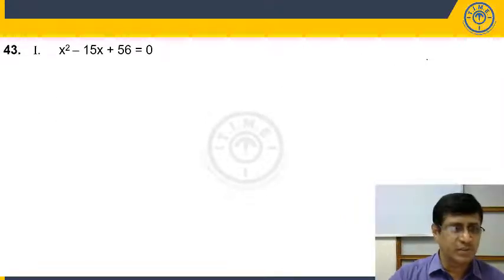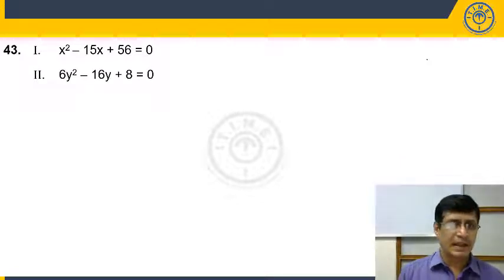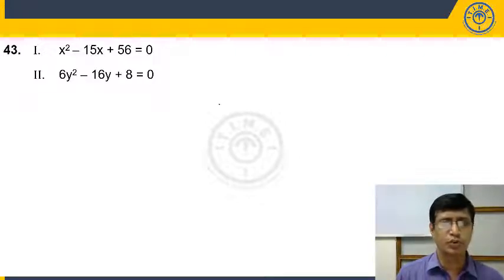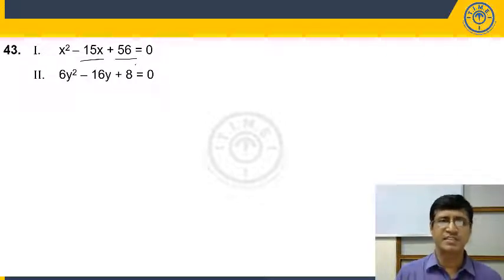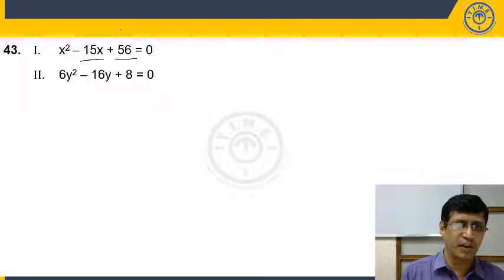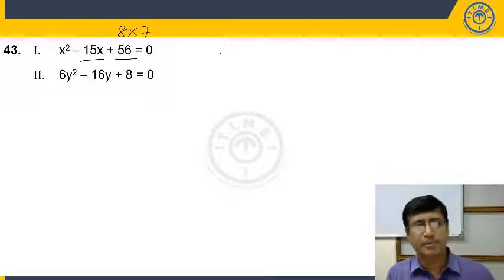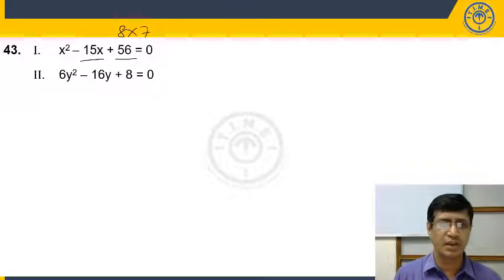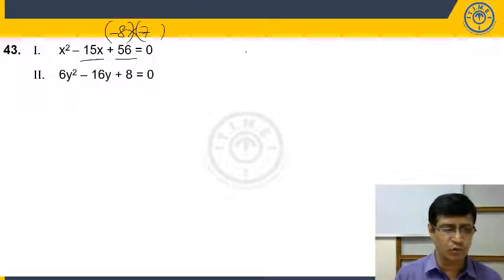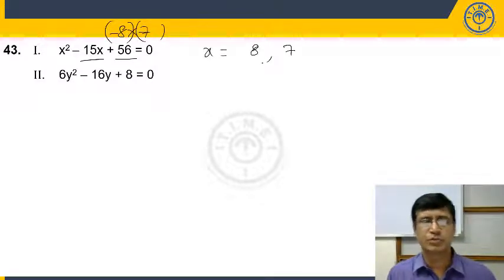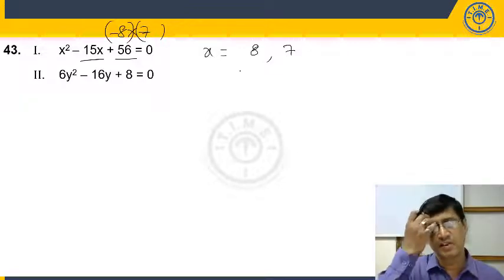Now look at the next example on your screen. Question number 43. x square minus 15x plus 56 is equal to 0. 15x, the middle term, is the sum of the roots, and 56 is the product of the roots. So what are the roots which satisfy this? 8 into 7. 8 plus 7 is 15, and 8 into 7 is equal to 56. So minus 8 and minus 7, which means the roots are positive 8 and positive 7. These are the values of x. x is satisfying for 7 and 8.